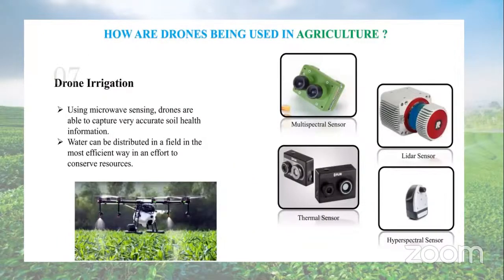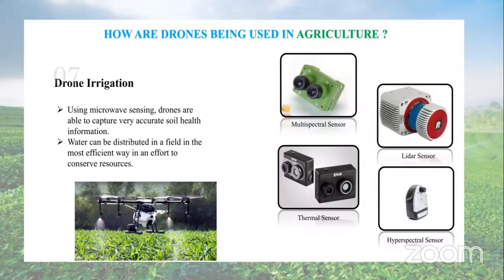Drone irrigation. Drone irrigation uses a microwave sensor. It is able to capture accurate soil health information, including moisture level, without the plants getting in the way. This means water can be distributed in fields in the most efficient way in an effort to conserve resources. And this method is mostly used where water resources are less.